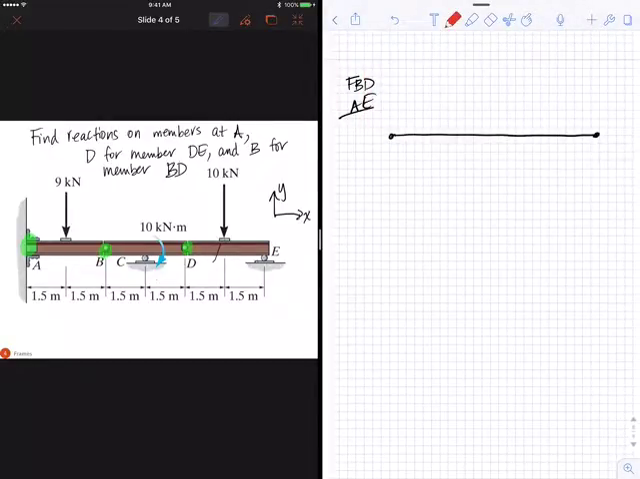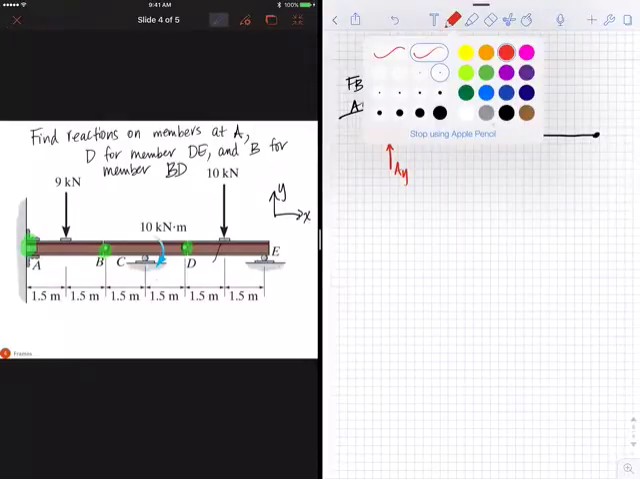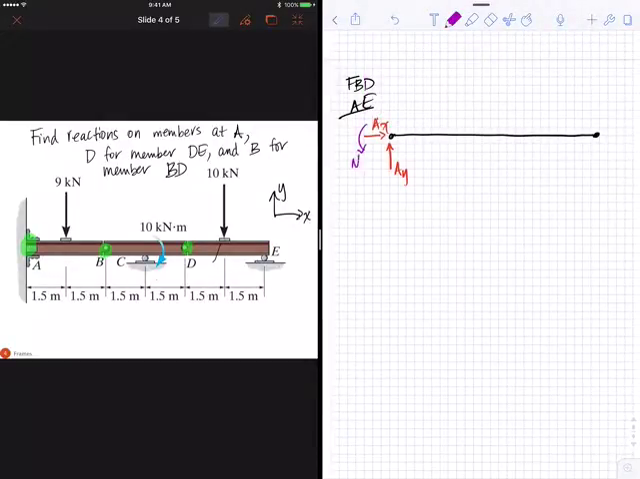Make sure you're good with all the supports here. At A, we have a fixed support. That means we're going to have three reactions: AY, AX, and the moment. At A, we have 9 kilonewtons external. We have CY, and at E, we have a roller, EY. And we have this 10 kilonewtons over here on this side. And we have a moment applied. It's a little bit complicated.